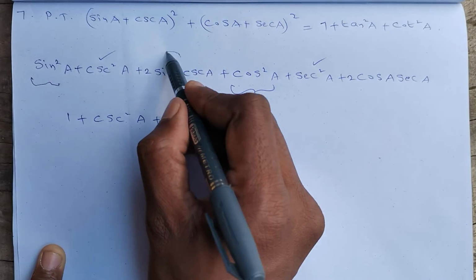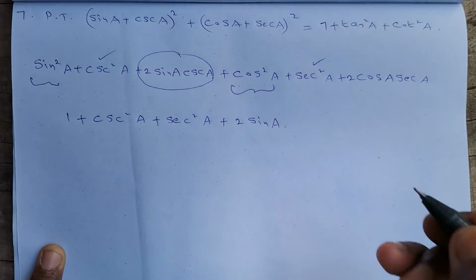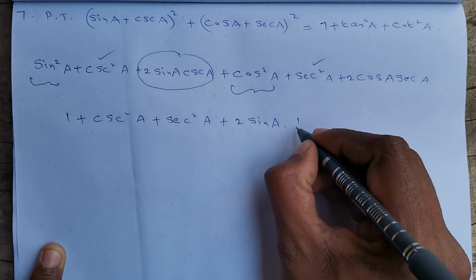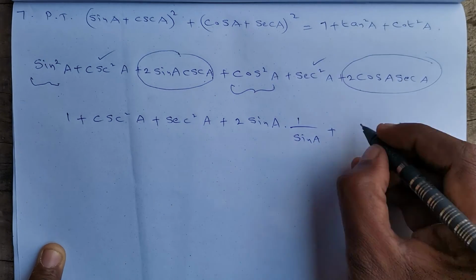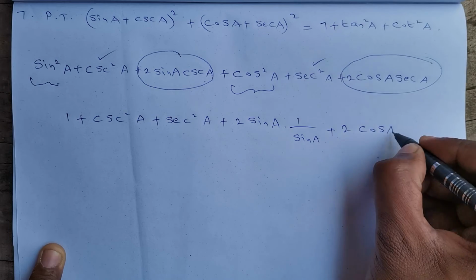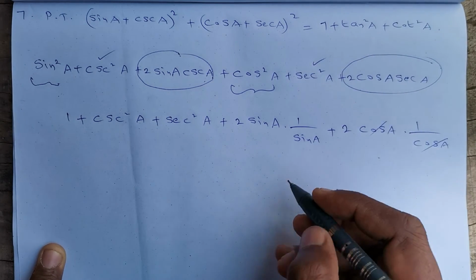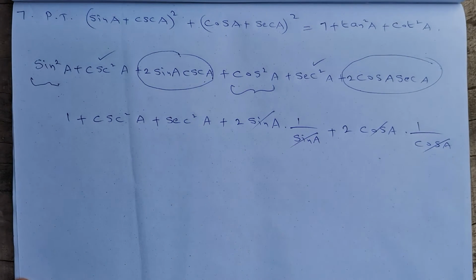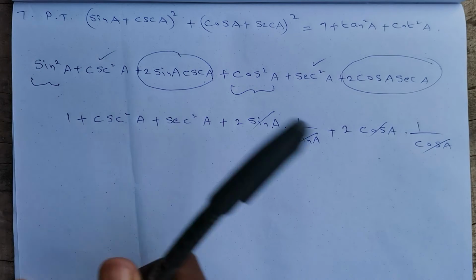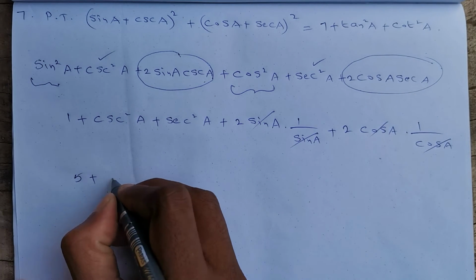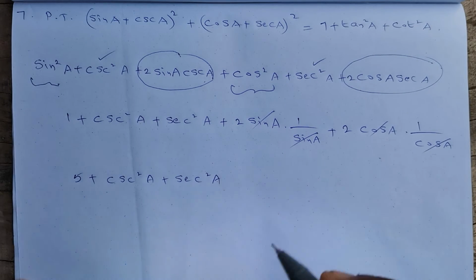Plus, now if we observe this term, 2 into sin A into cosecant A can be written as 1 by sin A. Plus, if we observe this last term, 2 into cos A into secant A can be written as 1 by cos A. Here cos cancels, sin cancels. So this is 2, this is 2. 2 plus 2, 4, 4 plus 1, 5. Plus cosecant square A plus secant square A.